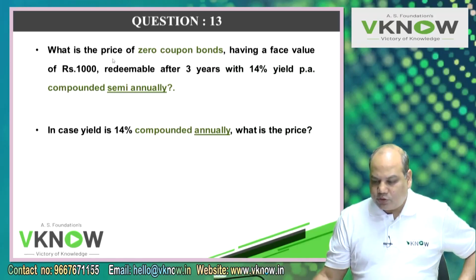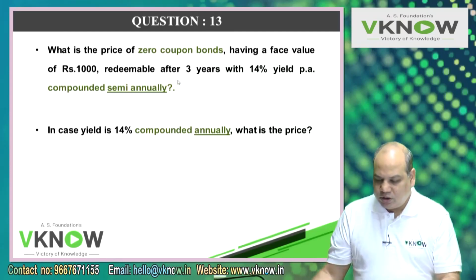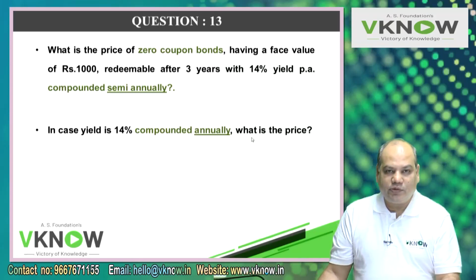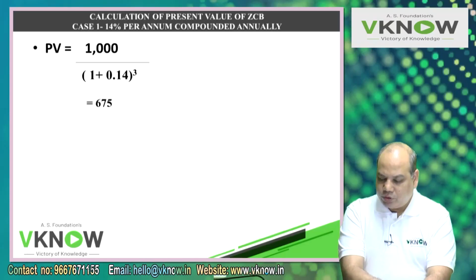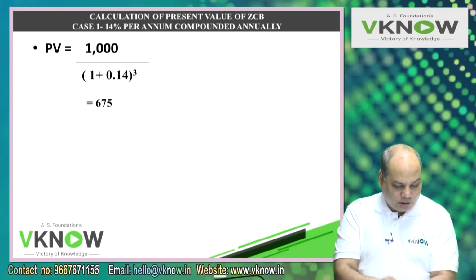So read the problem first. What is the price of a zero coupon bond having a face value of rupees 1000, redeemable after 3 years with 14% yield per annum compounded semi-annually? Same problem they are asking you again. In case the yield is 14% compounded annually, what is the price? First question first. So write down case 1: 14% per annum compounded annually. Okay, first I will solve compounded annually.